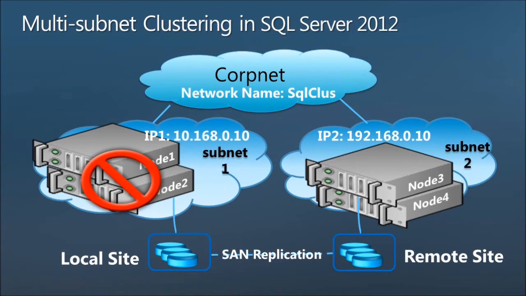The virtual network name of the SQL Server instance can depend on both of the IP addresses with an OR relationship, which means as long as one IP address can come online, the network name resource can be online, and the SQL Server instance can be online as well.